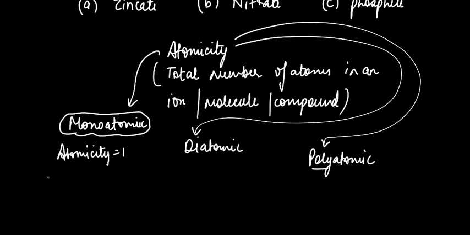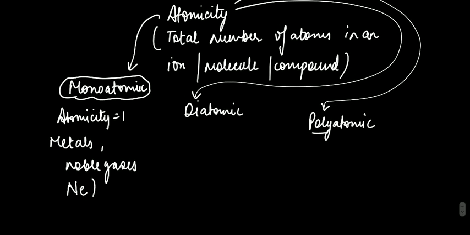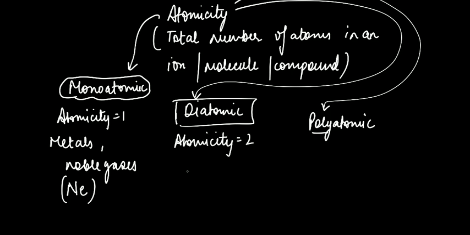So we can write examples as metals, and noble gases. Noble gases are very much monoatomic. So if I'm writing the noble gas neon, we are going to call it just one atom. Then diatomic is going to be atomicity from the term di, it is 2. So it's going to be oxygen gas O2. This subscript indicates two atoms of oxygen chemically bonded to form one molecule of oxygen gas, the same oxygen that we breathe.